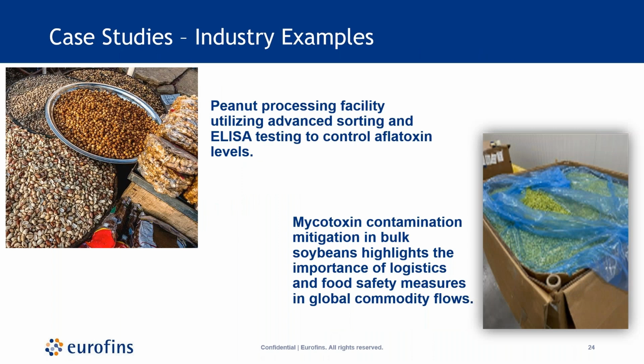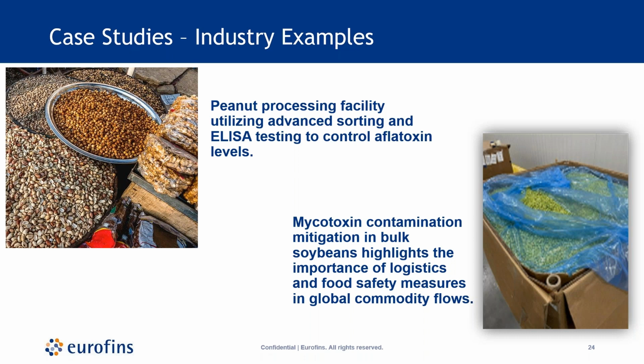Just to give you a few examples, these are a couple of real-world examples to highlight how proactive mycotoxin management saves both lives and capital. In one notable instance, a U.S. peanut processing facility integrated advanced sorting algorithms with rigorous ELISA testing, which drastically reduced aflatoxin levels and regained market trust.